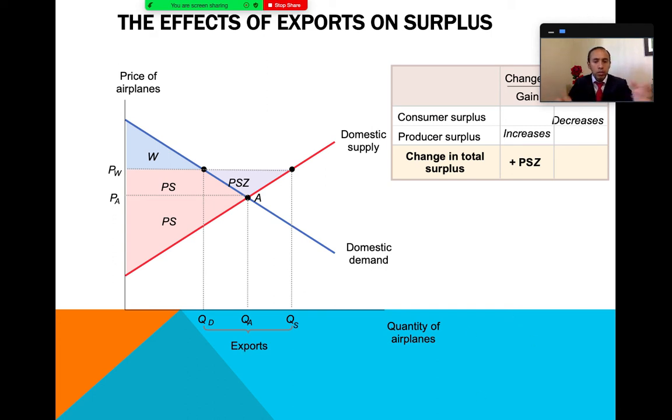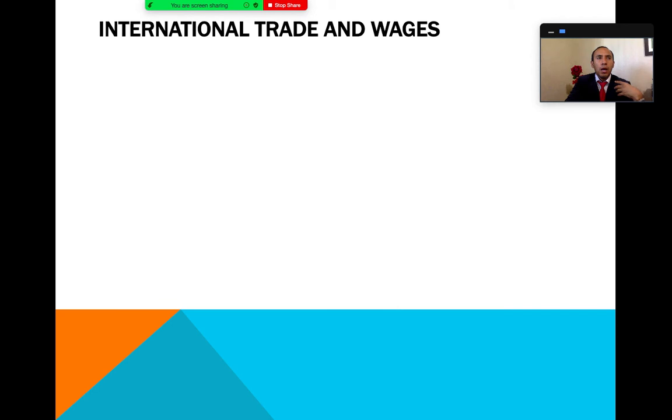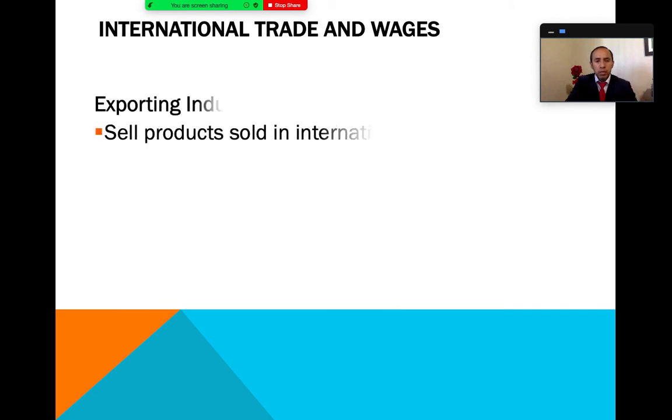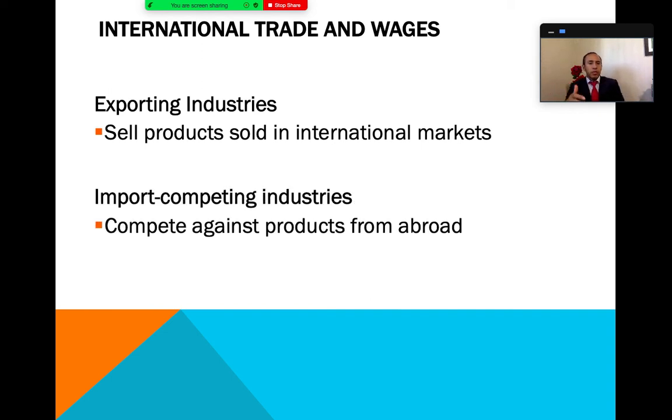So there are winners and losers on both ends. Although the argument is that imports do have an effect on certain communities and certain employment, because you may have an exporting industry that sells products to international markets, and they can do really well and sell the products abroad and increase employment. But you may have import-competing industries that are competing against the imports from abroad and really affect your local economy and distort jobs.